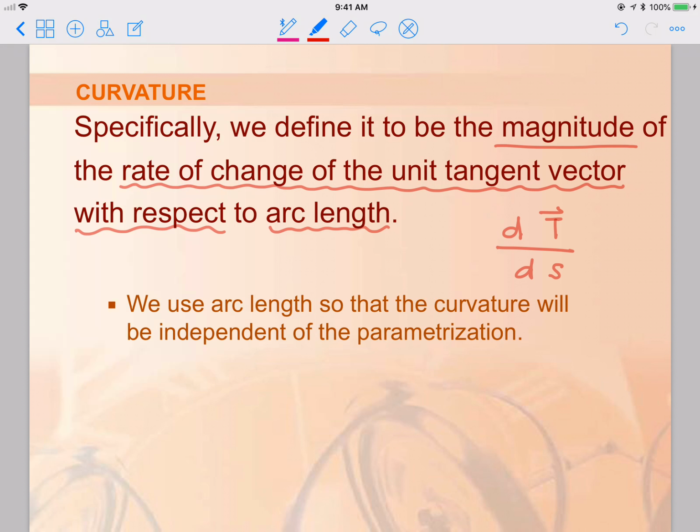So we use arc length. Do you remember the arc length formula was the integral from a to t of the square root of the magnitude of the derivative. I need to switch this to be something like maybe x, dx, right?